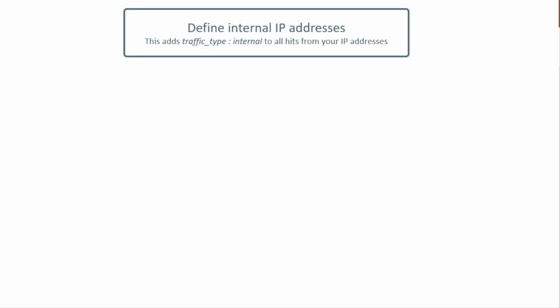So first of all, you should go to the admin of your Google Analytics, and then we will define the internal IP addresses. Once you do that, Google Analytics 4 will be able to distinguish your own traffic from all the other traffic, and then Google Analytics 4 will add an additional parameter called traffic type, and its value is internal. By seeing this value, Google Analytics will be able to understand that this is internal traffic.